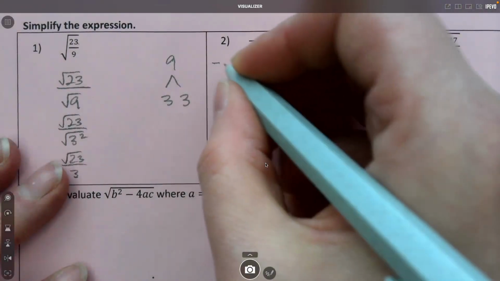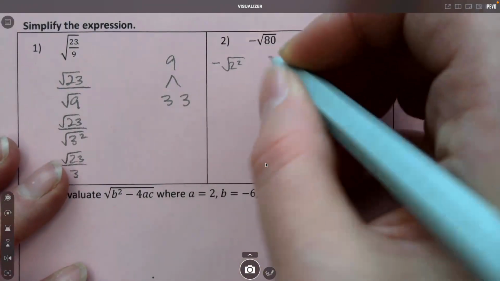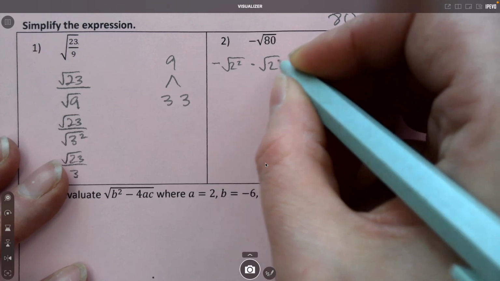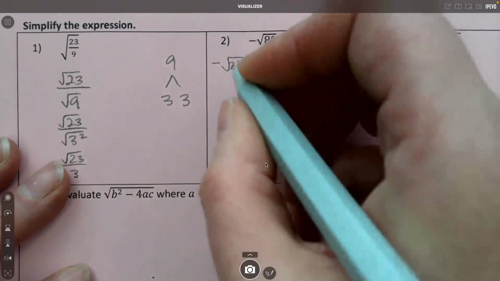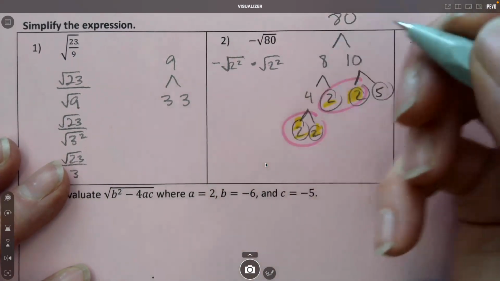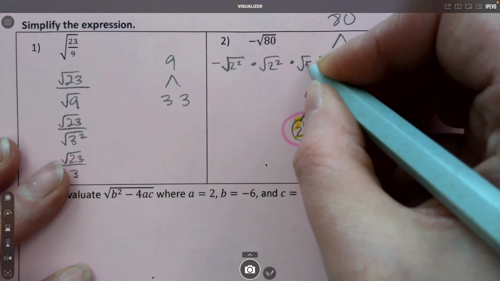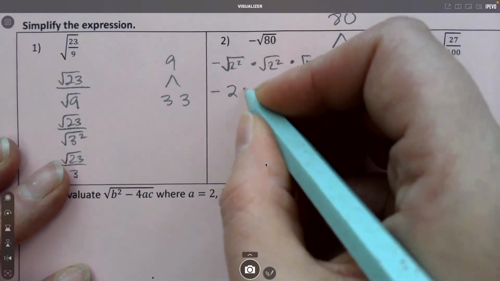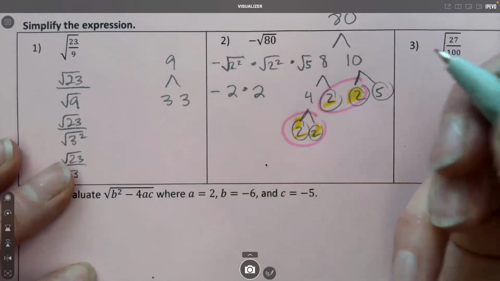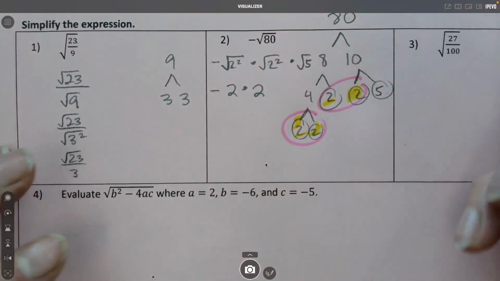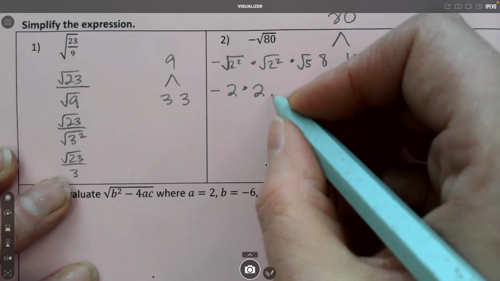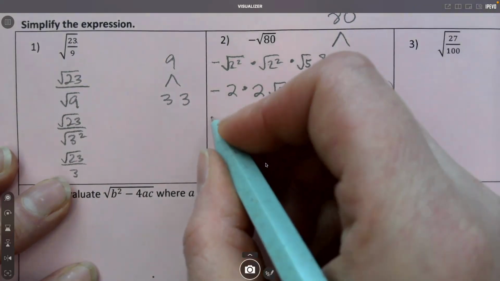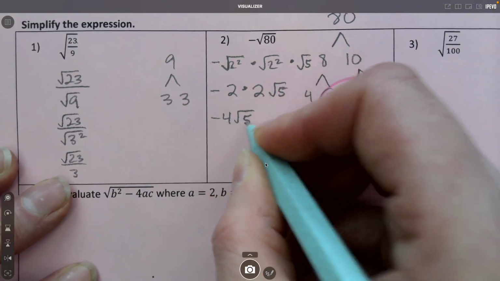So we'll have negative of square root of 2 squared again. I don't think I said square root of this one, but square root of 2 squared times square root of 2 squared times square root of 5. So this is going to be negative. This is a 2. Here's another 2 because my square and my root are quote unquote canceling. And then I'm left with radical 5 over here. So negative 4 square roots of 5.